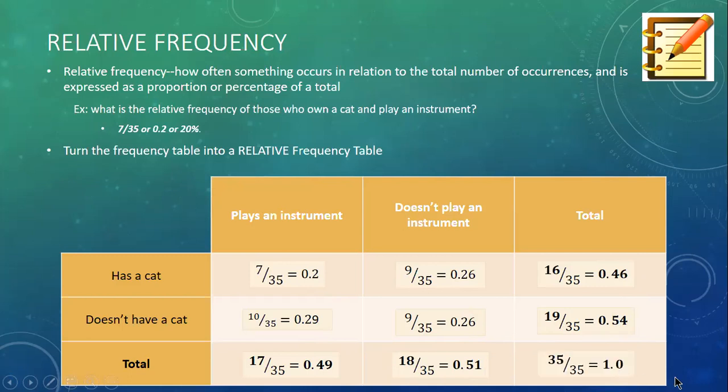And then 35 over 35 is equal to 1. But check this out. 0.46 plus 0.54 equals 1. 0.49 plus 0.51 equals 1. So it doesn't matter if you're looking at it as a frequency table or a relative frequency table, your totals should still add to each other. The percentages should add up to 1.